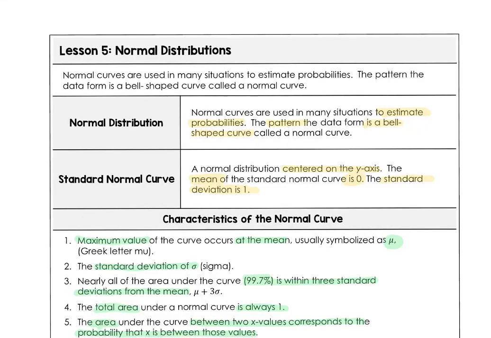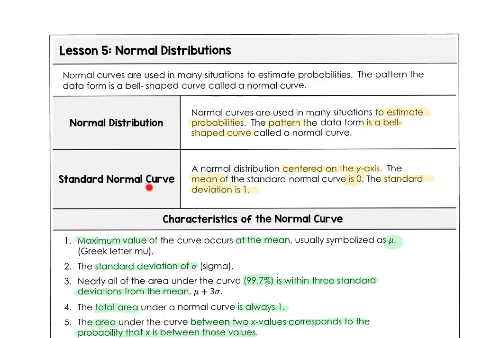Hey everyone, this is lesson 5 in unit 13. We're looking at normal distributions today. A normal distribution is a way to estimate probabilities, and the pattern is going to make a bell-shaped curve. We call that the normal curve.